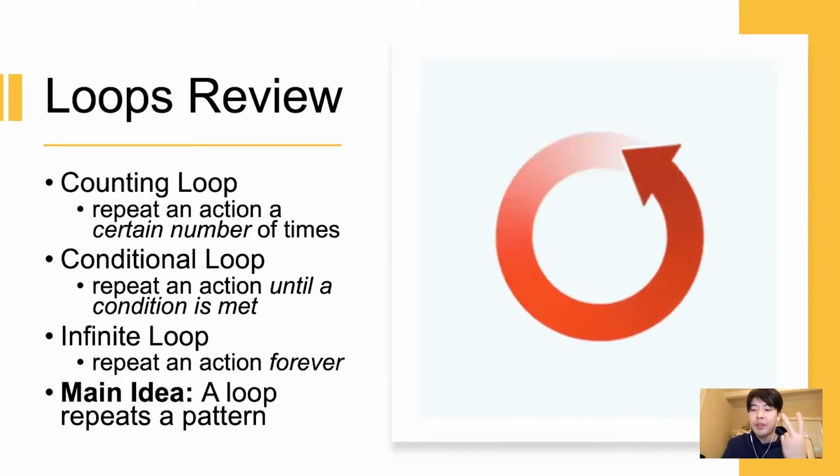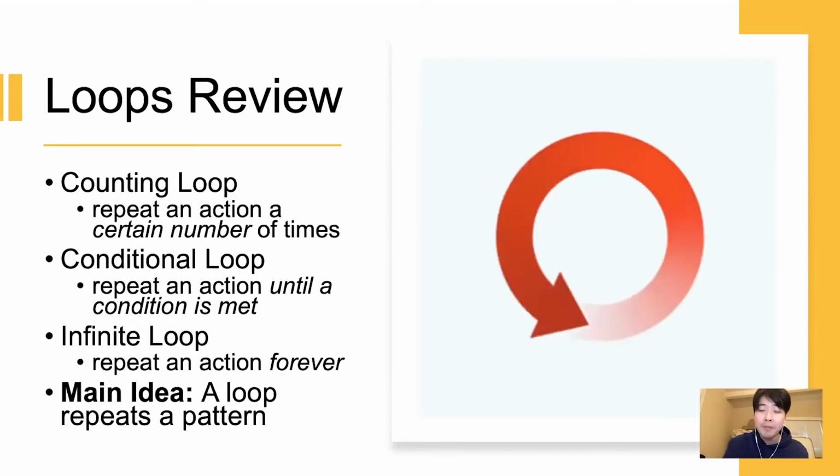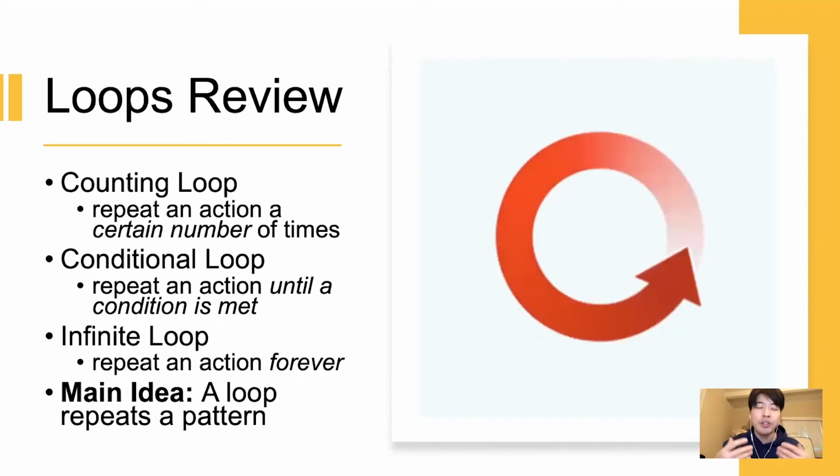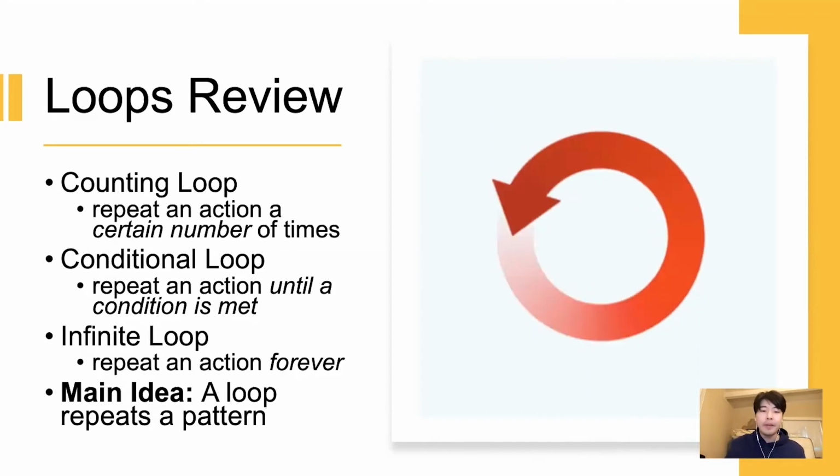So there are two important things when you're dealing with loops. Number one, you have to know what pattern is being repeated. And number two, do we know the parameter, the constraint, for how many times or under what condition this pattern has to repeat, okay?